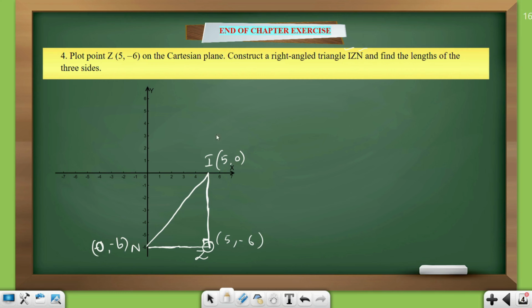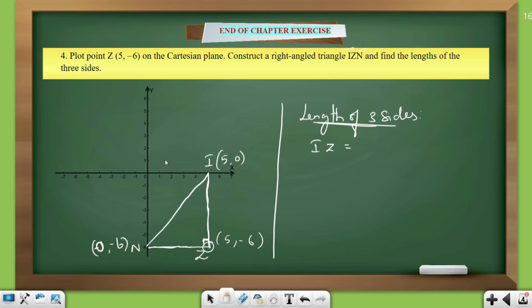Now we need to find the length of the three sides, right? So let's consider the first side, IZ. Look at the points I and Z. They are located on the same straight line which is parallel to the y axis, where the x coordinate is the same, 5 and 5. We just need to find the length of this line, which starts from 0 and ends at 6. Here we write it as -6 because it is located on the negative side of the y axis, but actually it should be 6 units. So subtracting the y coordinates 0 and -6, the length of IZ is 6 units.